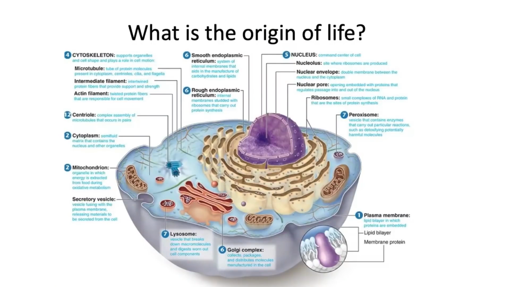Next slide. So this is a cell. What is the origin of life? How do you get a cell like this? What is the origin of something like this? This is an amazing machine. A cell is an amazing machine. It's not just a blob of protoplasm. Every day it gets harder to come up with a scenario for the origin of life, because the origin of life becomes more and more complex every day.